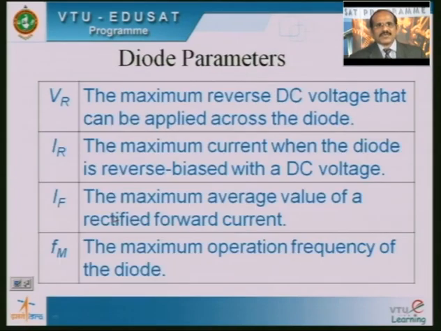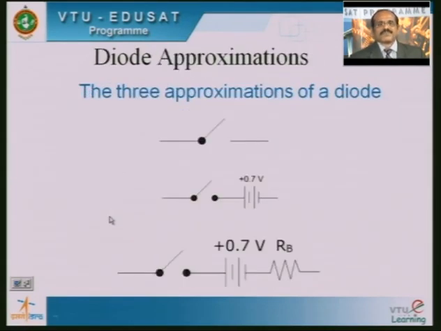If you look into the diode approximation, there are three approximations of a diode. In the first, the diode is indicated either by an open circuit or a closed circuit. In the second approximation of the diode, we have a switch, either open or closed, in series with a 0.7 voltage drop.